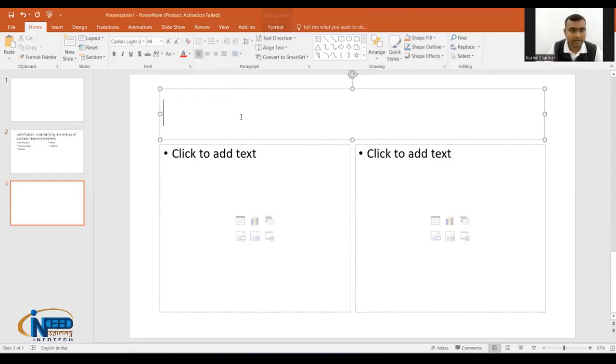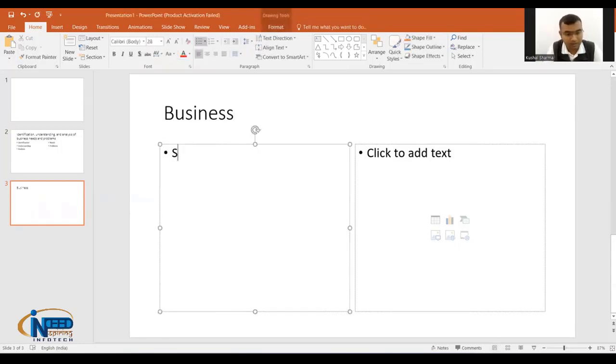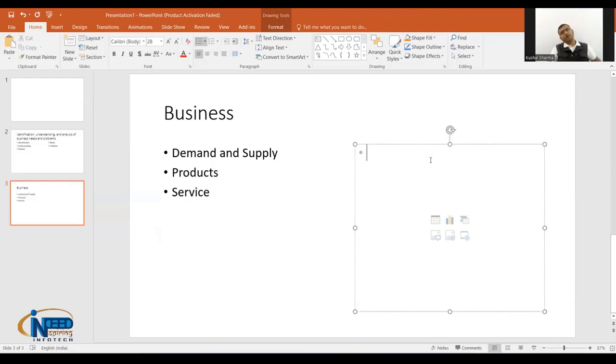So let me write business here. A business is about demand and supply. Now this demand and supply can be done with the help of some products or with the help of some service. That is how it can be done. So if somebody wants to start up a business, or an existing business wants to start up with some new idea, what exactly do they need to do?